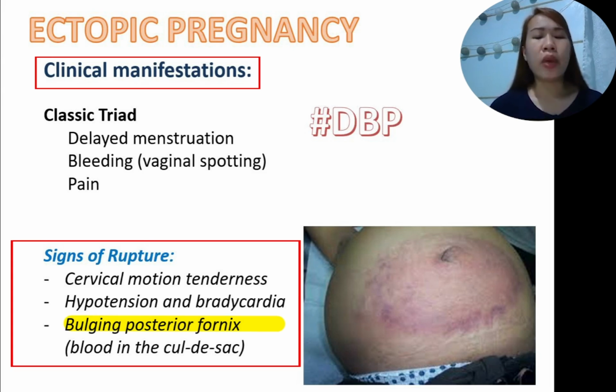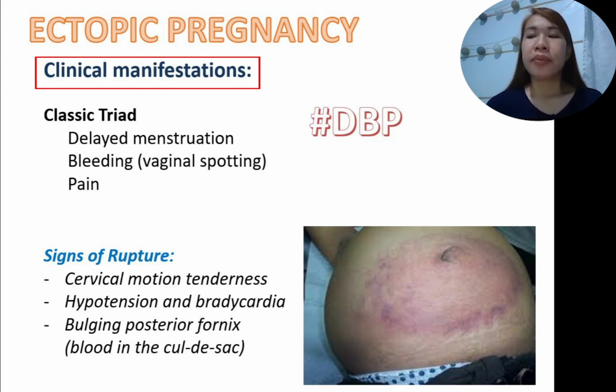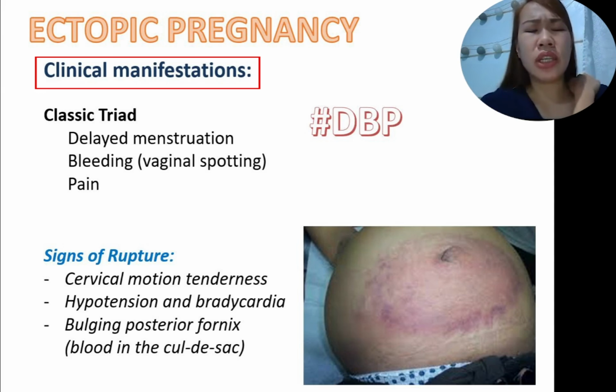Another thing that I want you to remember is, because I had this one patient in the emergency room before when I was on duty, her main complaint was shoulder pain. She cannot lie down. When I asked her to lie down because I wanted to make an internal examination, she didn't want to because she was in so much pain, especially in her shoulder. "The pain in my shoulders is so bad." So she didn't want to lie down. Now that is also a sign of possible rupture.